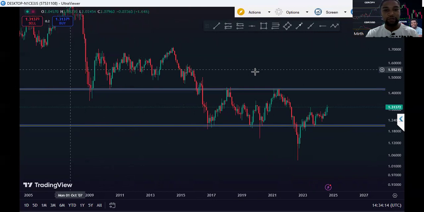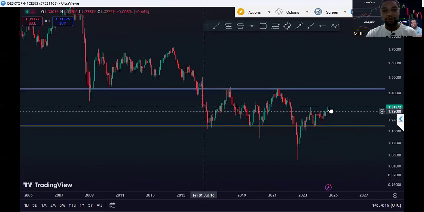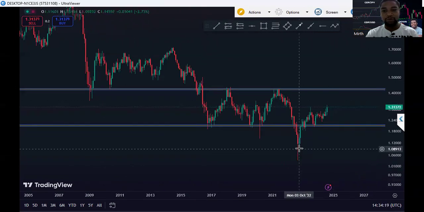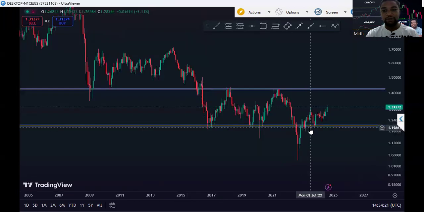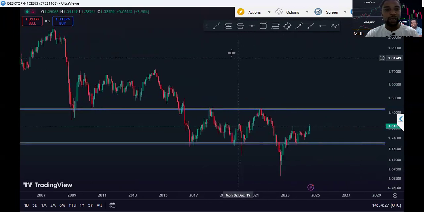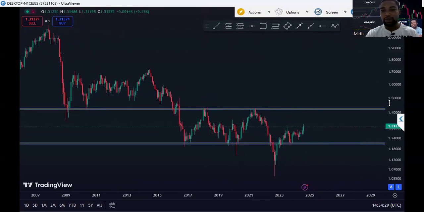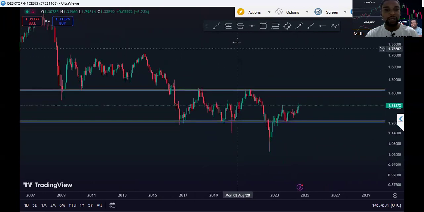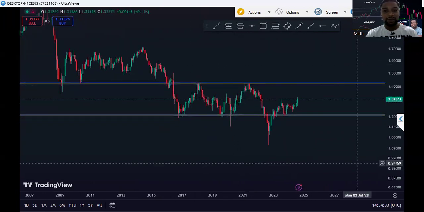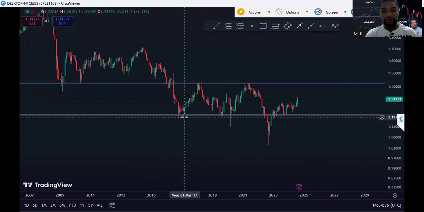Impulsive move, corrective move, impulsive move, corrective move, impulsive move, and we're supposed to have a correction, which is already happening as of the moment. So what am I going to be looking at in GBP? I'll mark out my key levels. My key levels are these areas that I've already marked out.